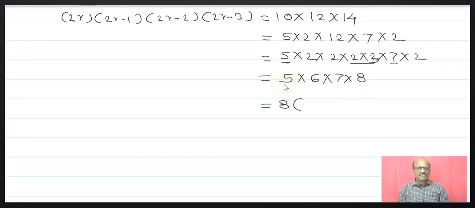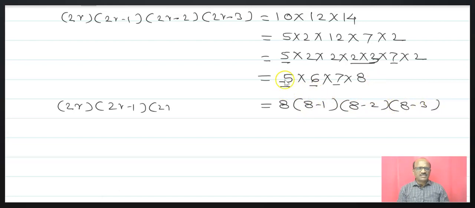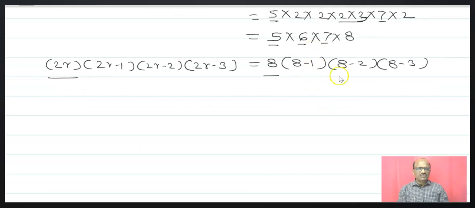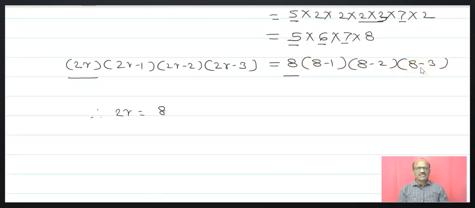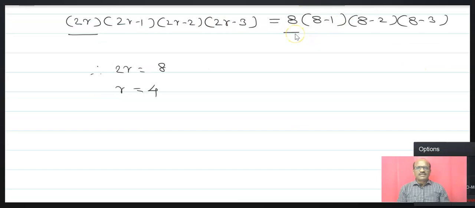Now see this here, the first is 8, 8 minus 1, 8 minus 2, and 8 minus 3. These terms can be written as, this was the first, 8. Next is 8 minus 1, that is 7. 8 minus 2, that is 6. And 8 minus 3, that is 5. Now comparing this, we will compare here, that is 8. 8 is equal to 2r. Therefore 2r is equal to 8. Therefore r is equal to 4.